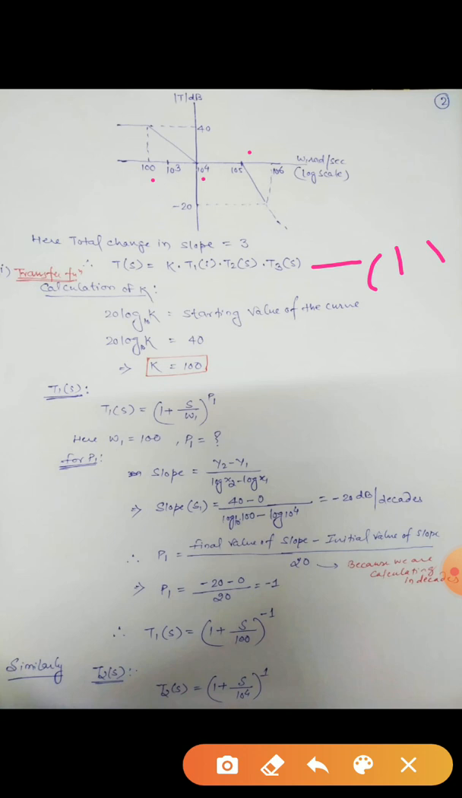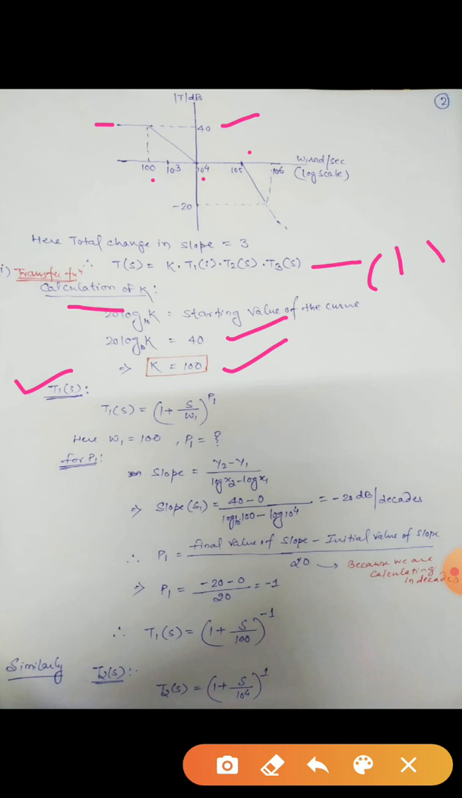Then first, calculation of k. So how to calculate the value of k? k is to be calculated with the formula 20 log to the base 10 k is equal to the starting value of the curve. You can see from this diagram, the starting value of the slope is at 40 dB. So 20 log to the base 10 k is equal to 40, and after simplification the calculated value of k is equal to 100.